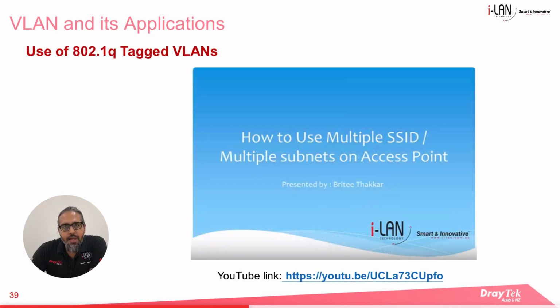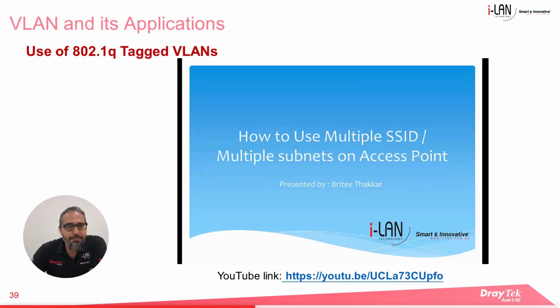Now here's a short video that was created a few years ago which shows how to configure VLANs on an access point and connect to a Draytek router via an 802.1q VLAN trunk. The video is available on YouTube at the link shown. I'll also include a link in the description below if you'd like to check it out later.